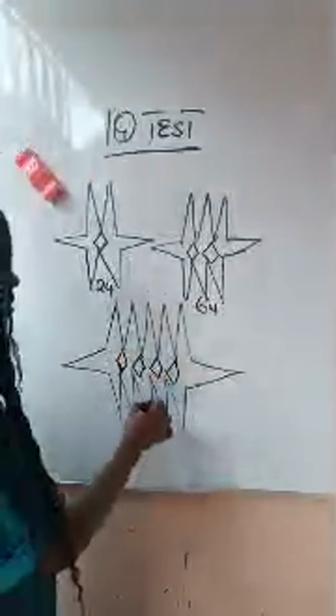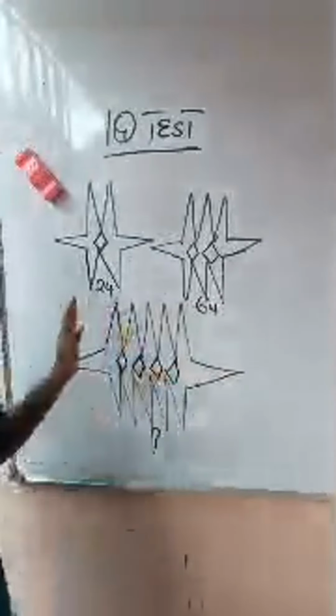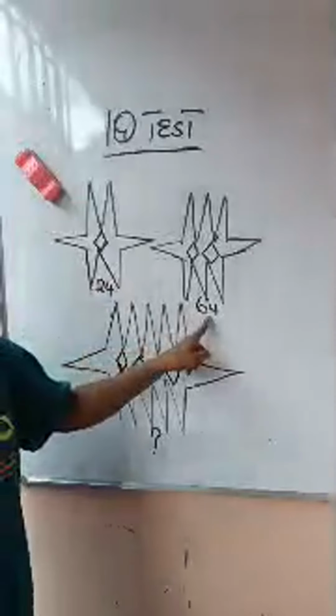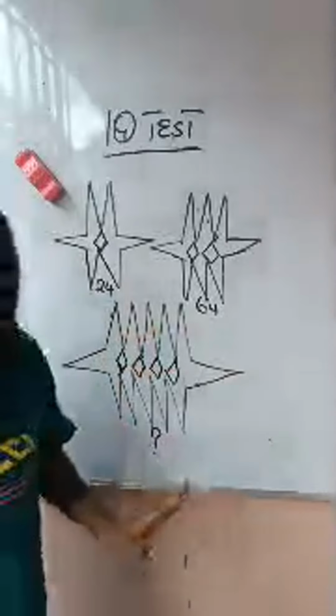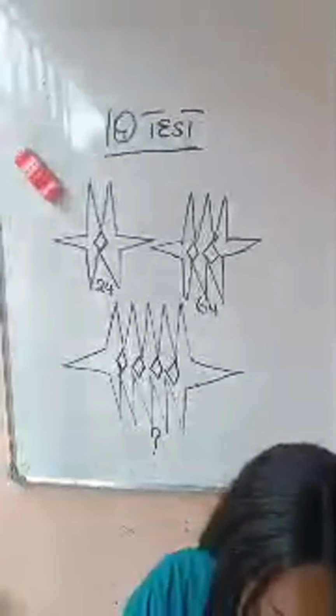Then the last but not the least, the question is, what should be the number here? So for the first one, we have 24. Here we have 64. So the question is, what is the number that is supposed to be here? Over to you. I've done the drawing.